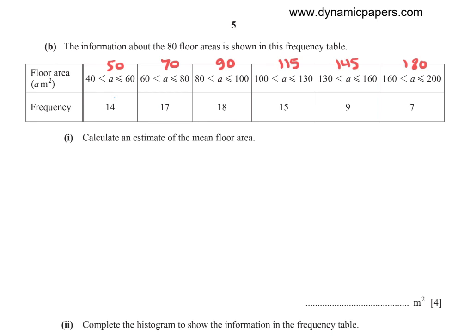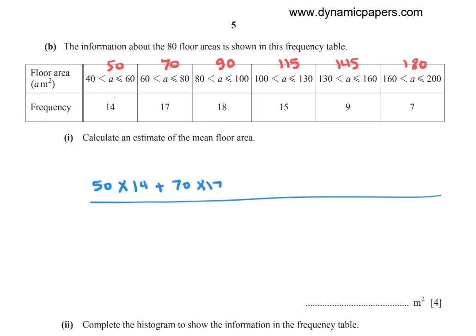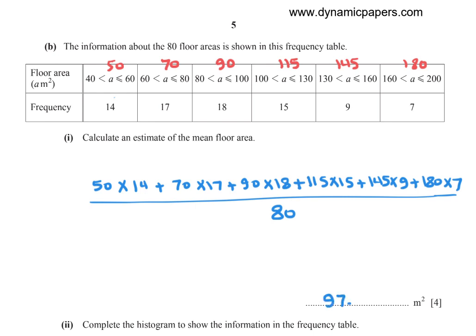Now, to find the mean, multiply the middle value by the frequency. 70 times 17 plus 90 times 18 plus 115 times 15 plus 145 times 9 plus 180 times 7 divided by the total frequency, which is 80, equals 97.5.